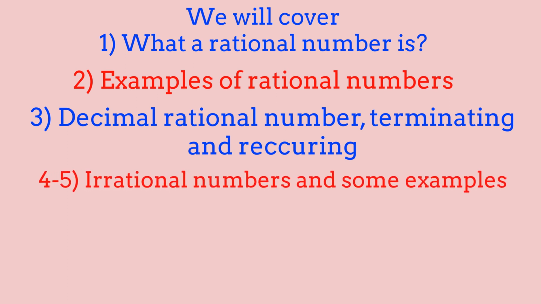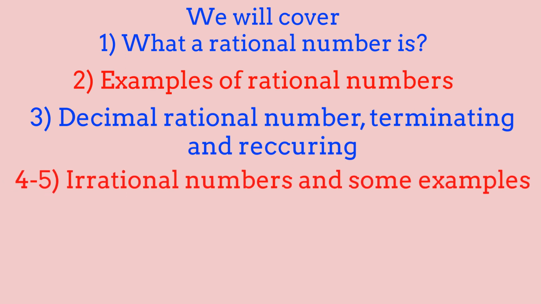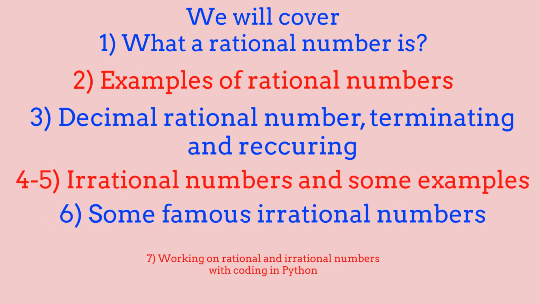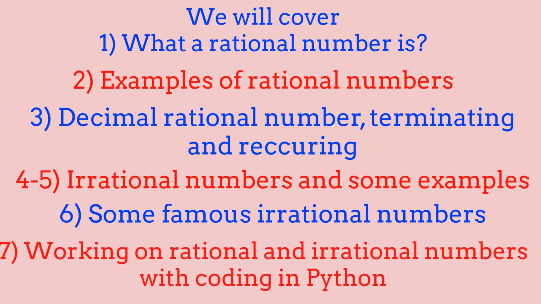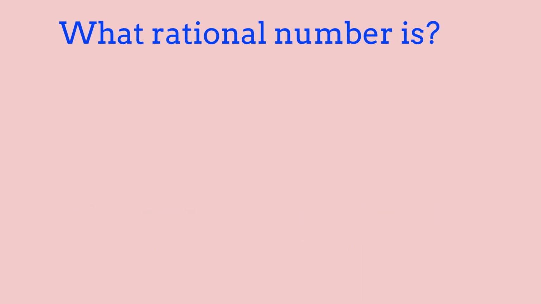Fourth, we're going to look at what irrational numbers are. Fifth, we will look at some examples of irrational numbers. Sixth, we'll look at some famous irrational numbers. And finally, seventh, we're going to be working with irrational numbers and rational numbers with coding in Python. So let's get started with what a rational number is.